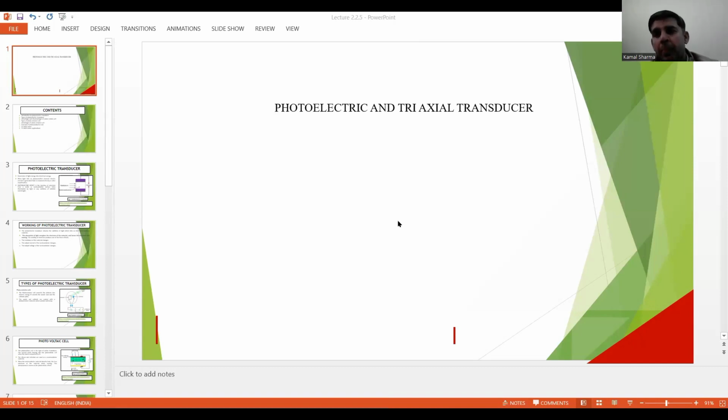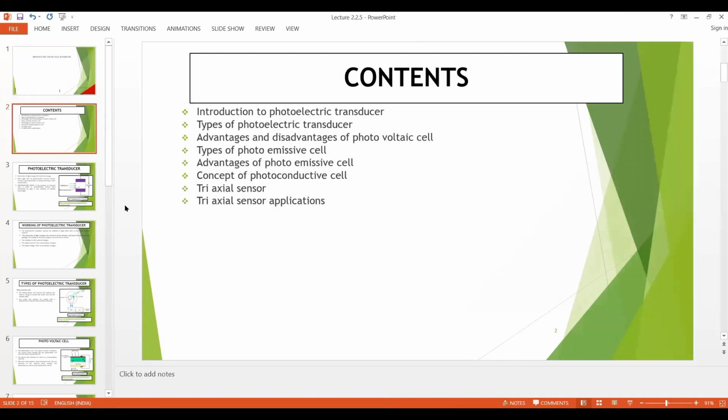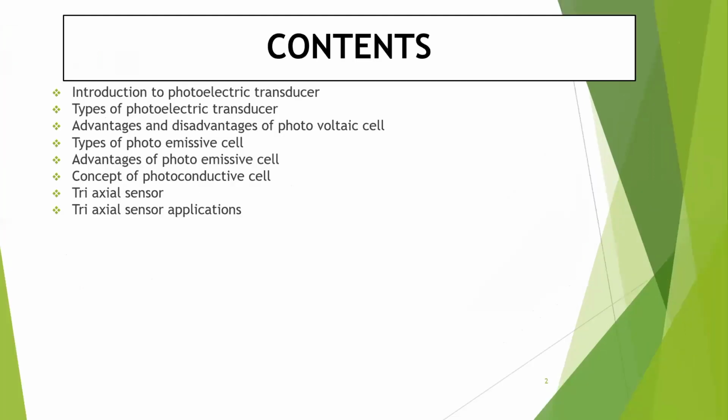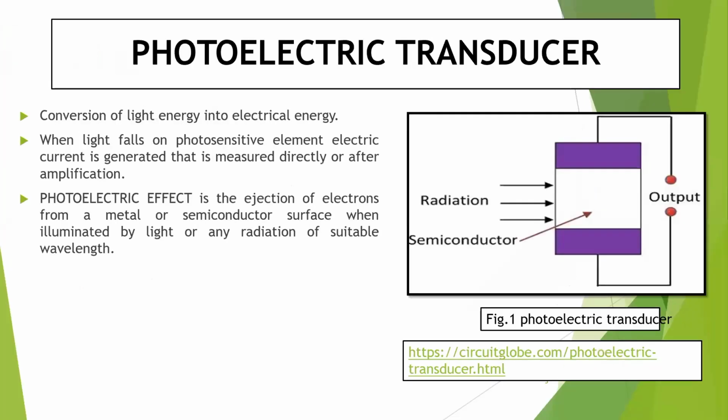The last topic that we are going to discuss is photoelectric and triaxial transducers. They are very important, and nowadays most students are working on this. So let's go with the photoelectric and triaxial transducer. We will cover a little content on the photovoltaic cell, the photoelectric transducer, the photoemissive cell, and their applications. For the photoelectric transducer, as we know very well, whenever radiation falls, we will use a semiconductor.